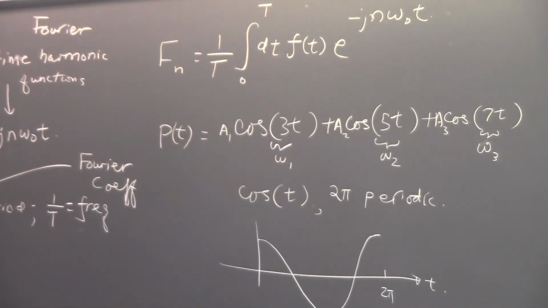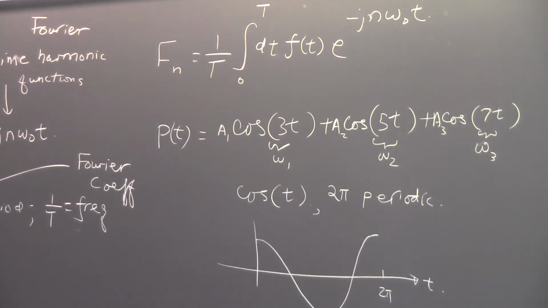So all the 3 frequencies are 2 pi periodic, and they are not multiples of each other. 5 is not a multiple of 3, 7 is not a multiple of 5, and so on. But there is a common divisor among them, which is an integer value. If there's no such integer value, then this function cannot be a periodic function.